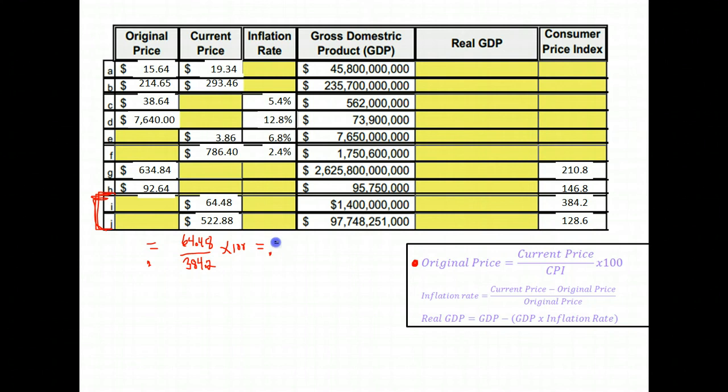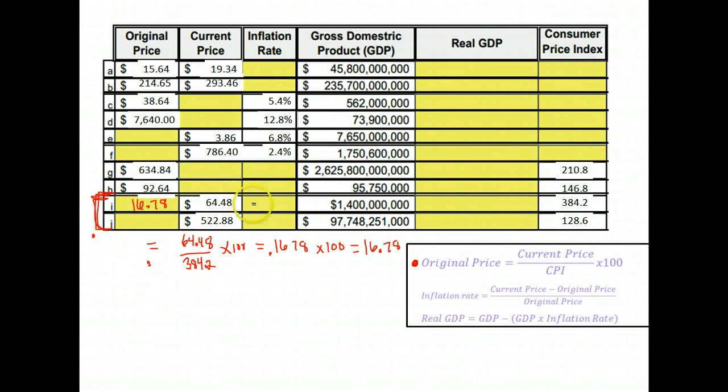Okay, so I get 0.1678, and then I need to take that times 100. Okay, so I get an original price of $16.78, which means I'm going to have a pretty darn big inflation rate. Look at the jump in price there.